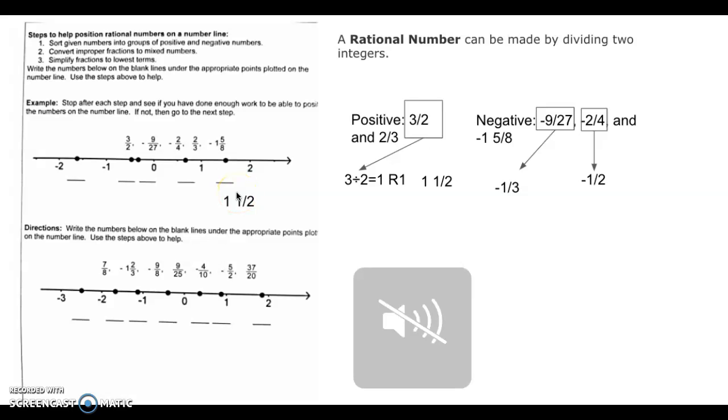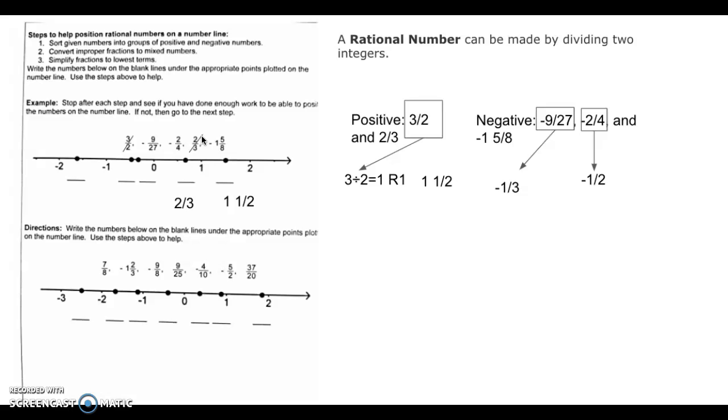I can't necessarily put it right there. It'd be too small for you to see. Okay, so I'm going to cross out 3/2 because that's 1.5, and then I only have one more positive left, so I know it's going to go right there. I like crossing them out so that I know that I've already accessed them.